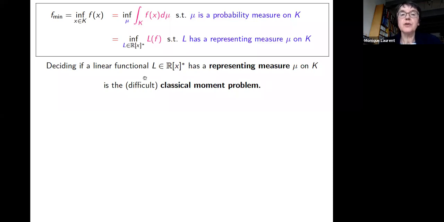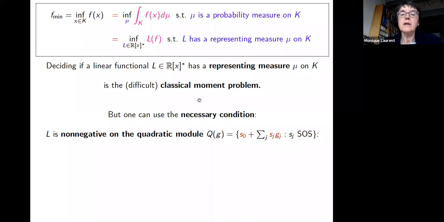Well, this question of understanding which linear functionals have a representing measure on the set K is actually the classical moment problem, but it's a difficult problem. It's no surprise, because this is just a reformulation of our original hard problem. But what we can do is, instead of asking for a representing measure, we replace it by a necessary condition for this. This necessary condition is that L should be non-negative on the quadratic module generated by the constraints that define the set K.